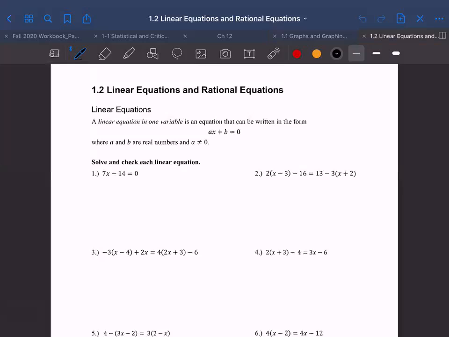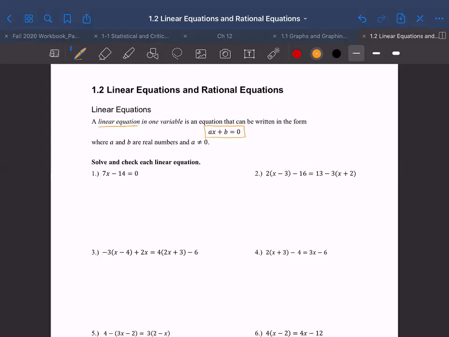This is linear equations and rational equations. And so we'll start off with a linear equation. A linear equation in one variable is an equation that can be written in the form ax plus b equals 0, where a and b are real numbers and a does not equal 0. This immediately tells us that if we were graphing this out, if we change that 0 to a y, this would be the equation of a straight line. And so that's why they're called linear. They are of the form of a line.